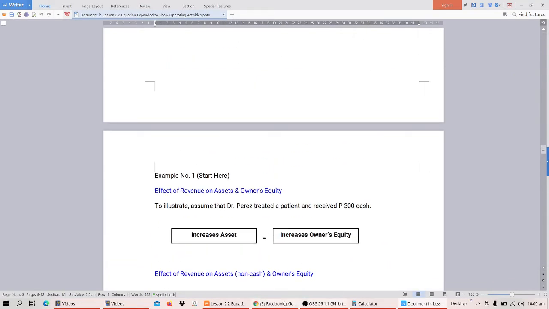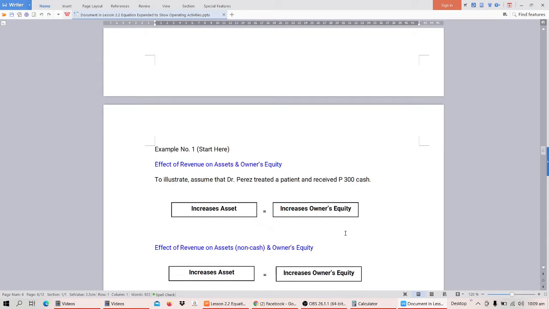So here, effects of revenue on assets and owner's equity. Assume that Dr. Paris treated a patient and received 300 cash. What would happen to your accounting equation? There would be an increase in asset by how much? Should be 300 pesos. So cash increases by 300. In this illustration, there will be no liabilities, and the owner's equity will also increase by 300.